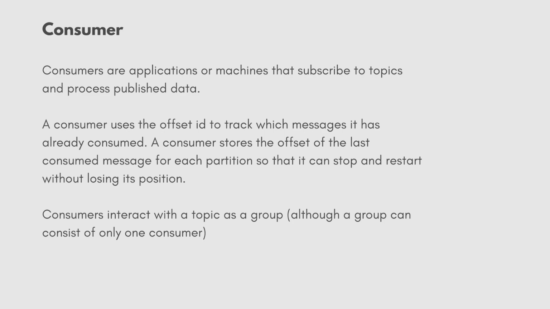So the consumer uses the offset ID, which we talked about with messages, that each message gets a unique offset ID to make sure that we keep track of that message. It's also used to make sure the consumer didn't already consume that message, because we already have a log that we consumed that specific offset ID, because the consumer stores the offset of the last consumed message for each partition so that it can stop and restart without losing its position.